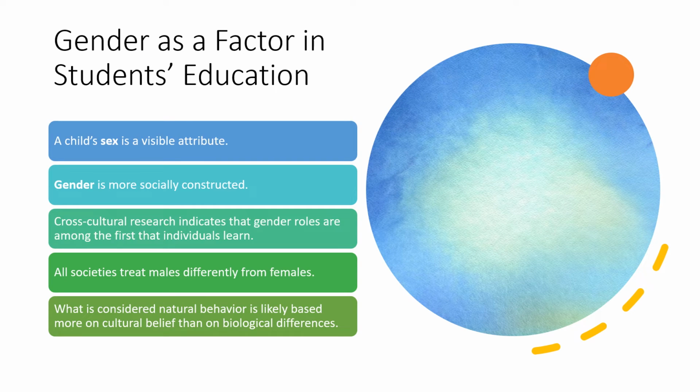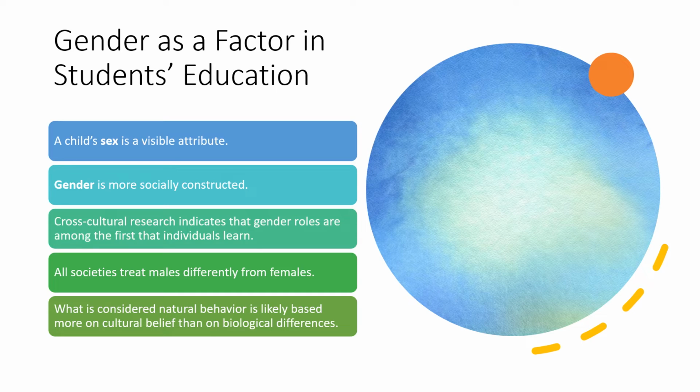Let's discuss gender as a factor in students' education. Here, it's important to distinguish between the terms sex and gender. A child's sex is a visible attribute usually given at birth. It may be changed, as we know as we discuss and think about transgender individuals. However, gender is more socially constructed. So a child's sex is the sex that's assigned to them. Gender is more of a social construct that has social implications.